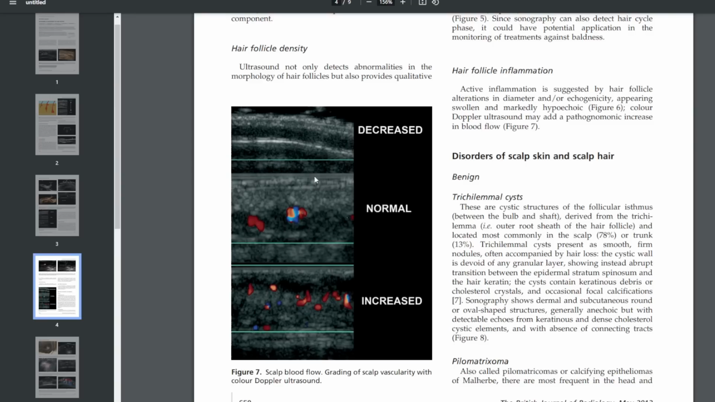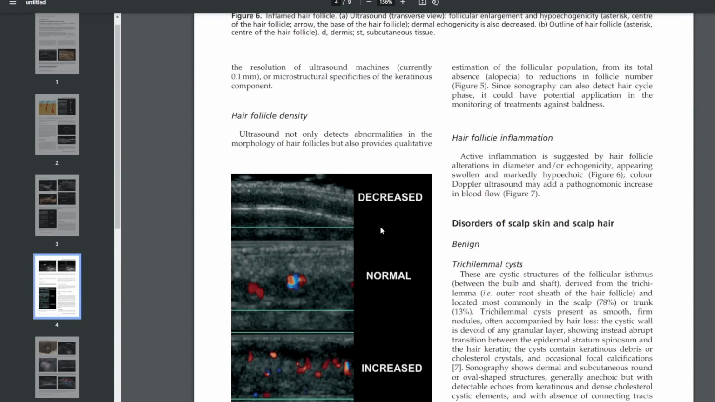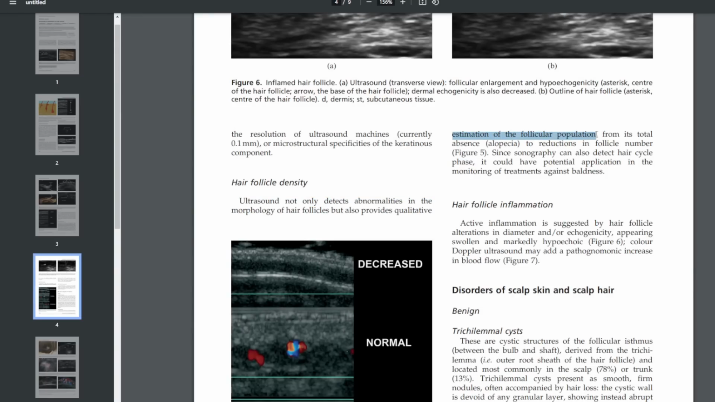You can see areas of increased blood flow and decreased blood flow and normal blood flow. Also, hair follicle density, right? So let me read this paragraph real quick. It says, quote, ultrasound not only detects abnormalities in the morphology of hair follicles, but also provides qualitative estimation of follicular population from its total absence, alopecia, to reductions in follicle number. Since sonography can also detect hair cycle phase, it could have potential application in monitoring of treatments against baldness.